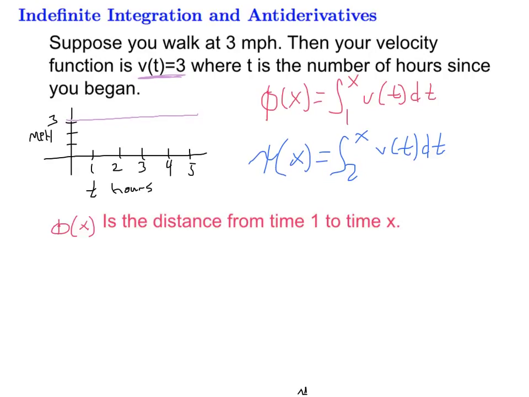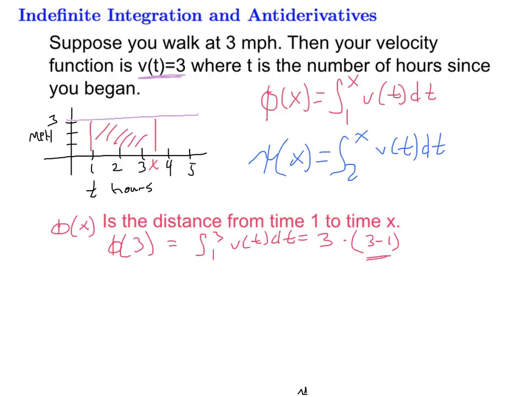So this phi of x is actually the distance from time 1 to time x. Remember that this integral is going to say find this area from 1 up to wherever x is. And so that's just that nice rectangle. So here, if we said particularly phi of 3, well, this is just going to be the integral from 1 to 3 of v of t dt. So this is going to be 3 times 3 minus 1, because that's our number of hours we've passed. So we end up with 6. So we end up with just 6 miles.